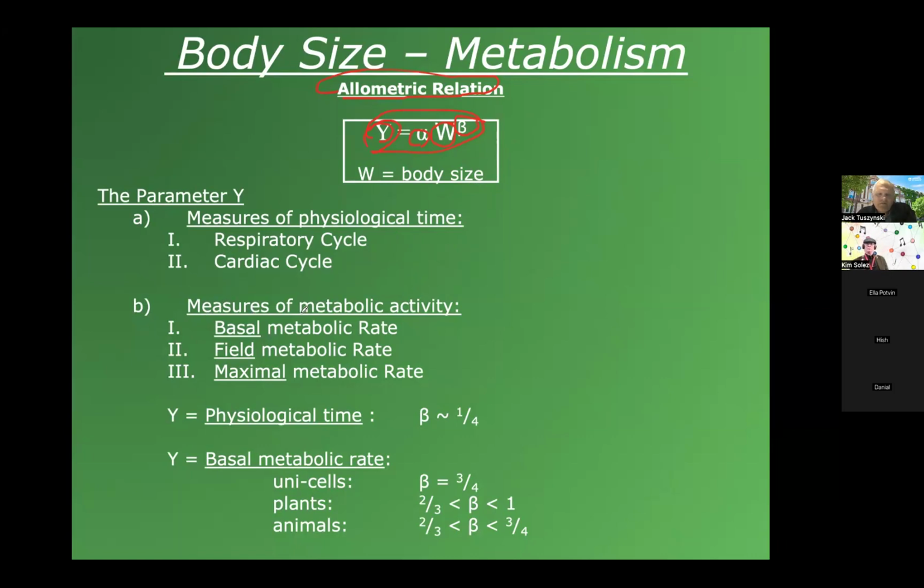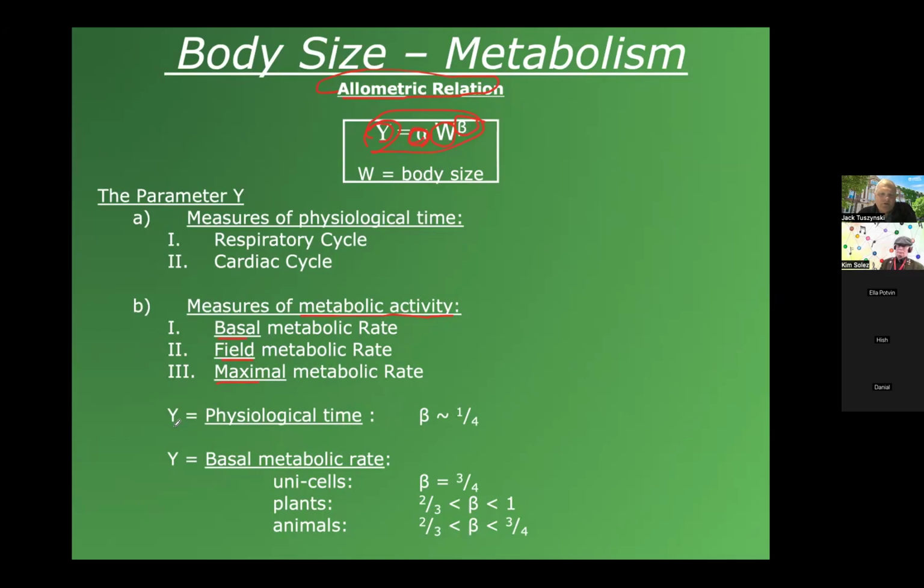There are different measures of metabolic activity. I don't really want to get into the details because this is not the main topic in this lecture. But you have something called the basal metabolic rate and the field metabolic rate for animals, and also the maximal metabolic rate. All of these, by the way, scale. They may have different coefficients alpha, but they will scale for a given set of organisms with the same exponent beta.